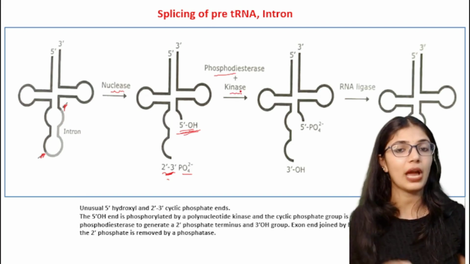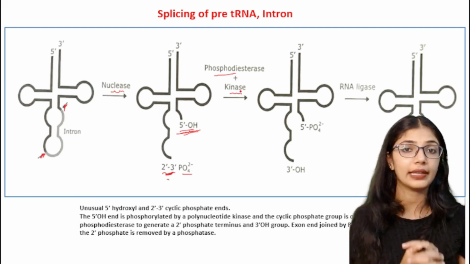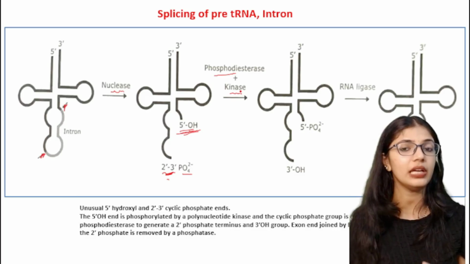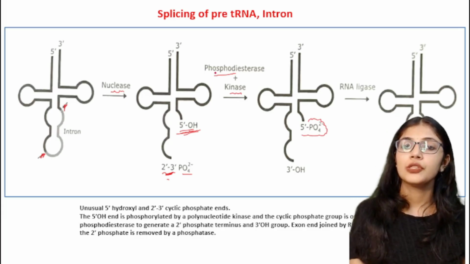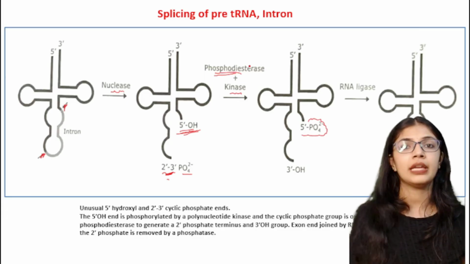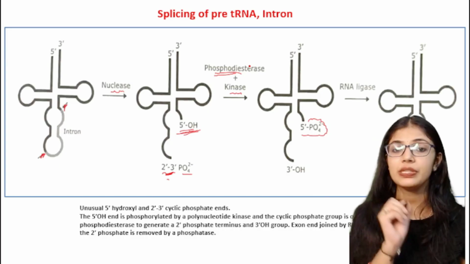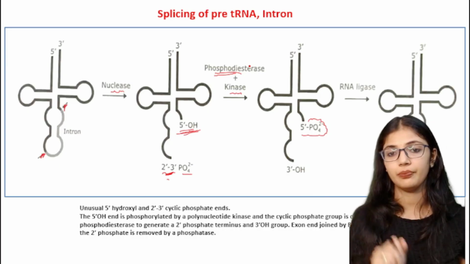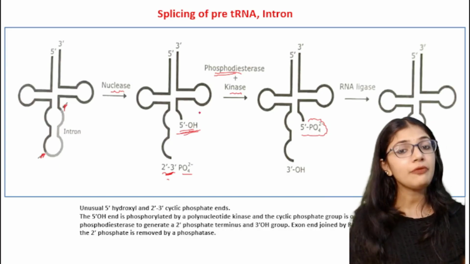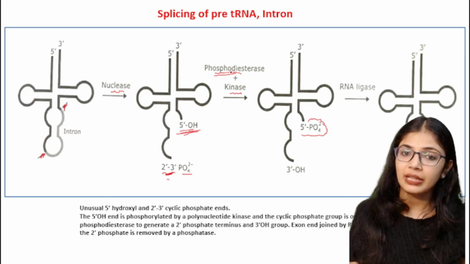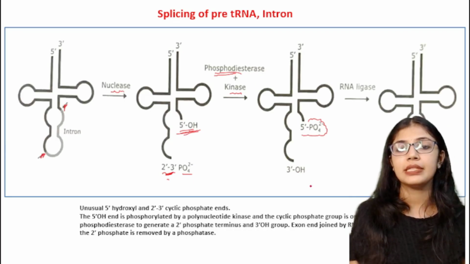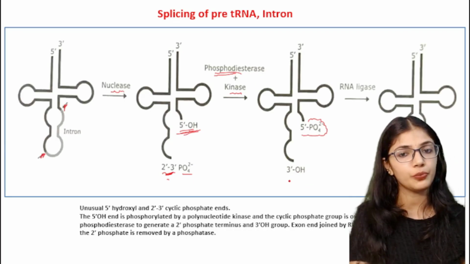Okay, so next the enzymes known as phosphodiesterase and kinase work. What is the work of kinase? The kinase will add the phosphate. Where will it add the phosphate? In the 5' end, this kinase adds a phosphate group. Okay, so what is the work of the phosphodiesterase? It breaks the phosphodiester bond present between the 2' and 3' phosphate group. When the phosphodiesterase works, it breaks this bond, so there is formation of a 2' OH group and a 3' OH group.